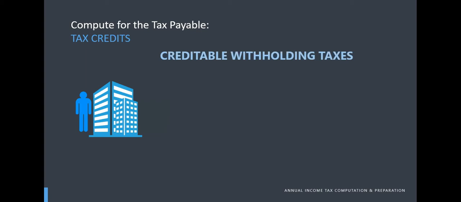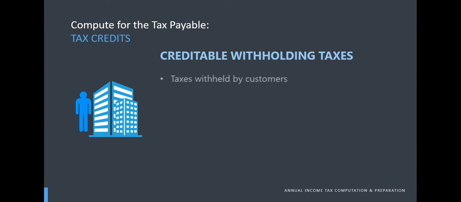So next, now that we have been able to determine the taxable income, we were now able to compute for the tax due, whether regular income tax or minimum corporate income tax. Now, let's go to the other deductions. Deductions for tax purposes only.